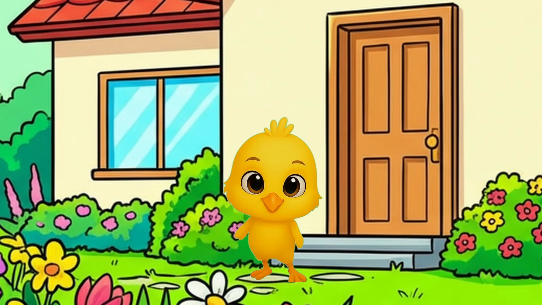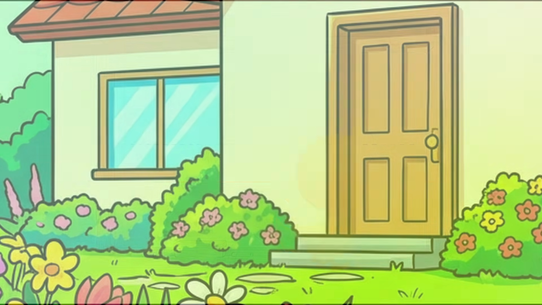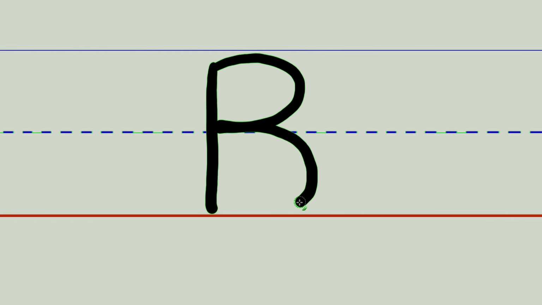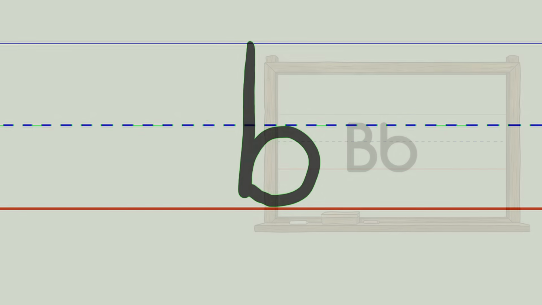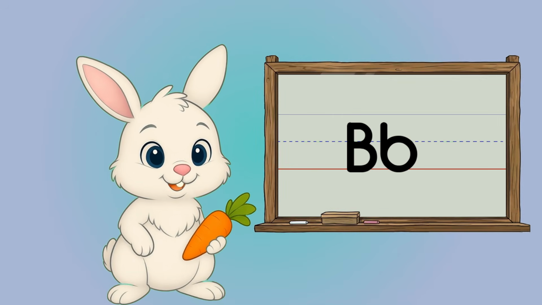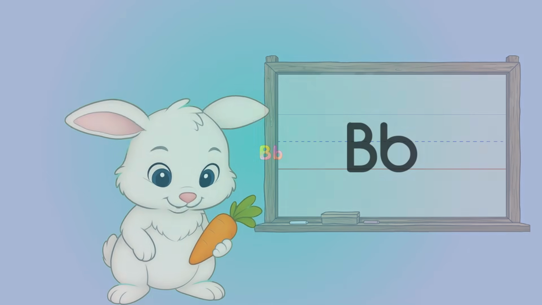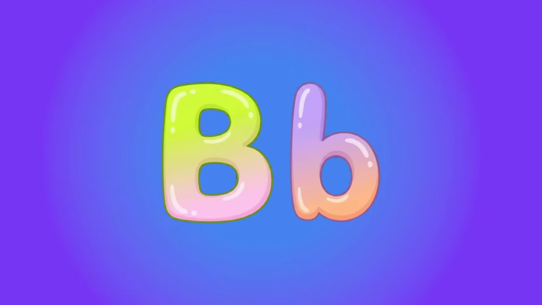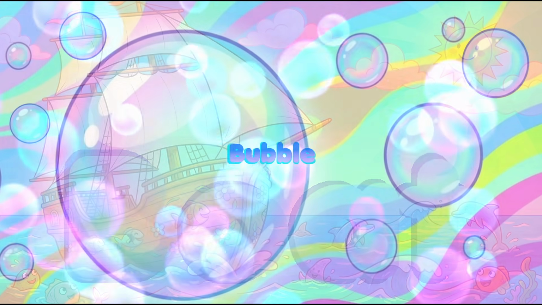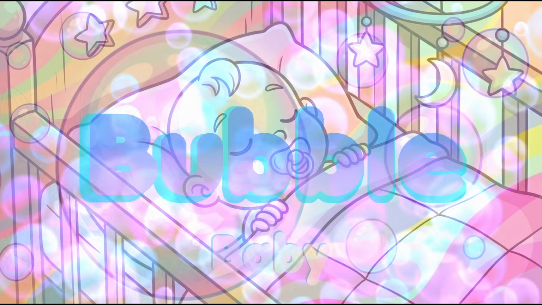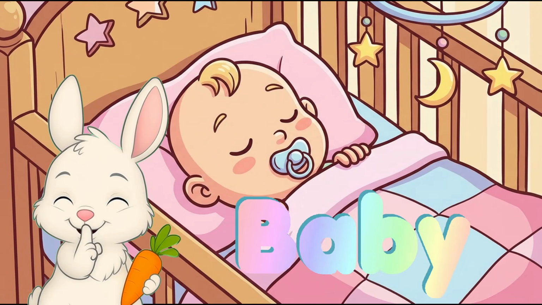Now, let's look at the letter B. The capital letter B looks like two balloons stuck together. And the lowercase letter b looks like a stick with a bump on the right. Can you write it like Conejo does? Practice a lot. The letter B is used, for example, for boat or bubble or baby.